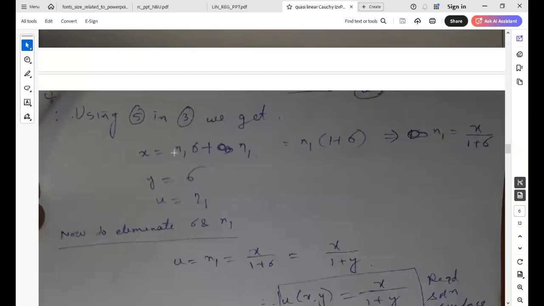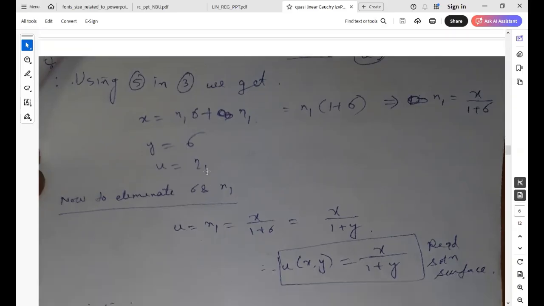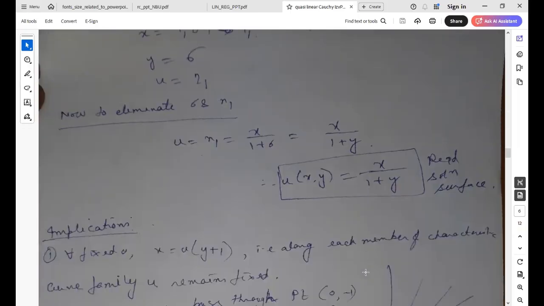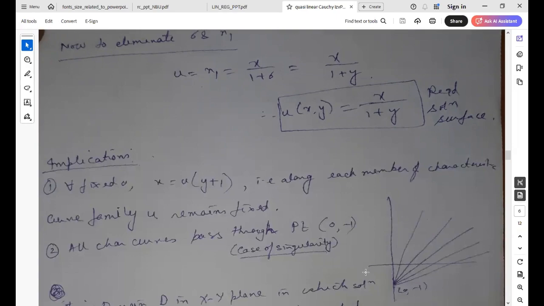So just recall, we are now putting back all the c1, c2 which we have obtained in terms of η1. So x turns out to be η1 σ + η1. You can simplify it to bring it to this form, so η1 comes in terms of x and σ, and y = σ, u = η1. To eliminate σ and η1, you can easily find what to do. You can put u = η1 equal to this, and σ is replaced by y. So ultimately you get this one. This is the required solution surface for the given data curve. Okay. So what are the implications we are getting from here?